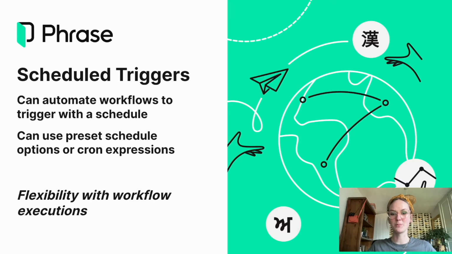So there you have it, scheduled triggers. We strongly believe the ability to trigger your workflow upon schedule will bring you both consistency and flexibility. You can use our preset schedules to get started, or custom cron expressions if you want to be particularly specific. This is yet another level of automation for Phrase Orchestrator, and we are super excited to be sharing this with you.